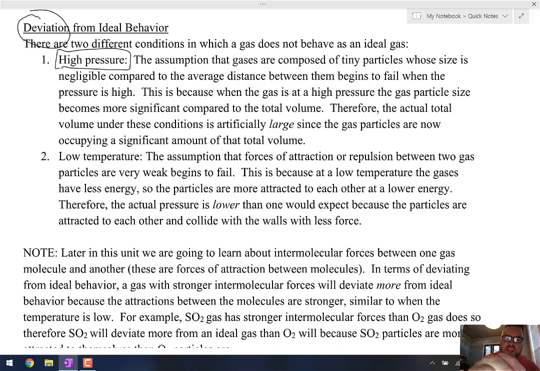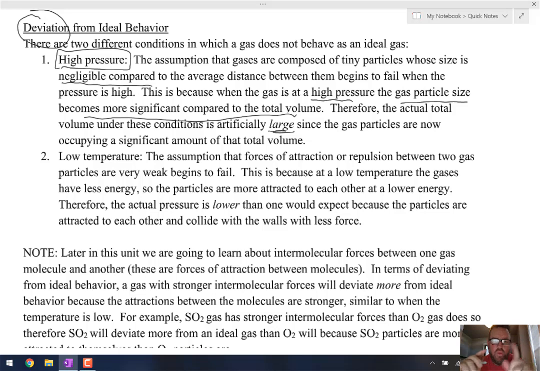So when we say that the size is negligible compared to the average distance between them, that begins to fail when the pressure is high, because there are a large number of particles in there actually taking up some of that space. So at high pressure, the gas particle size becomes more significant compared to the total volume. Therefore the actual total volume under these conditions is artificially large, since the gas particles are now occupying a significant amount of that volume. So when the pressure is high, a gas does not behave like an ideal gas.